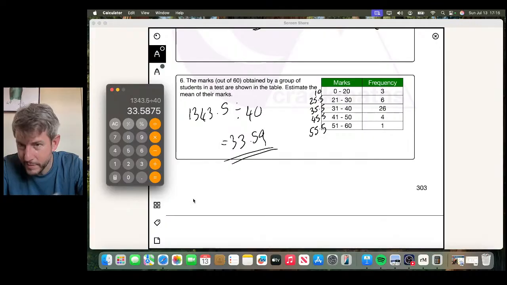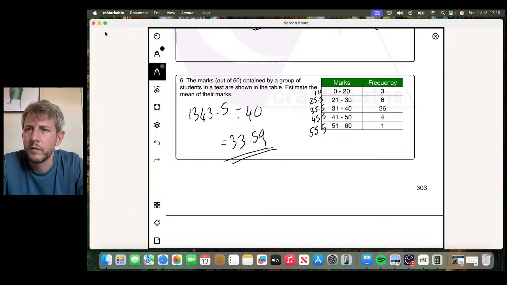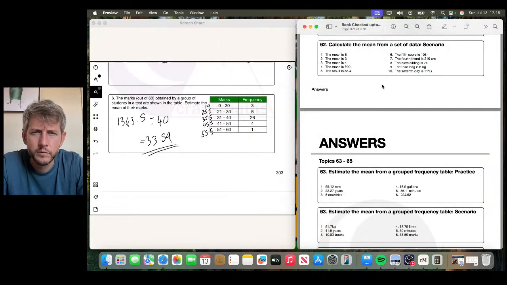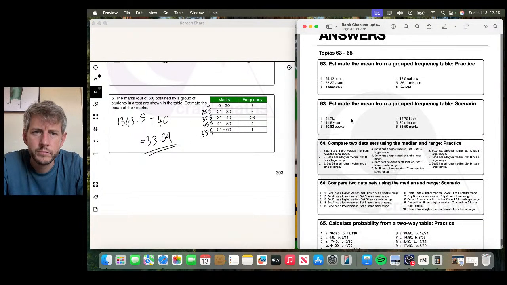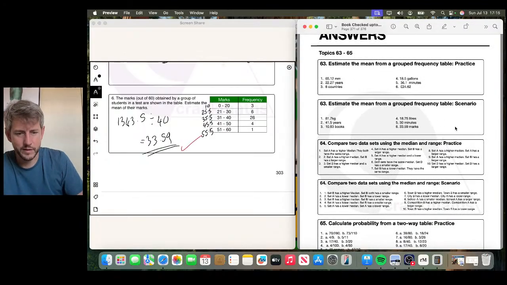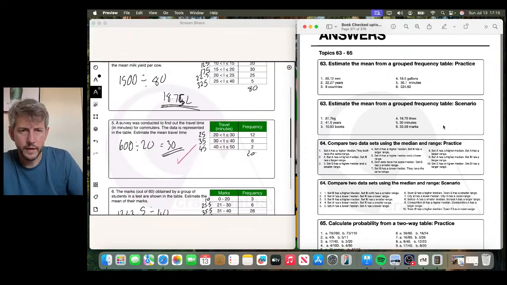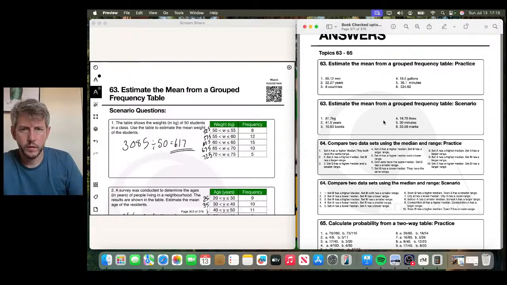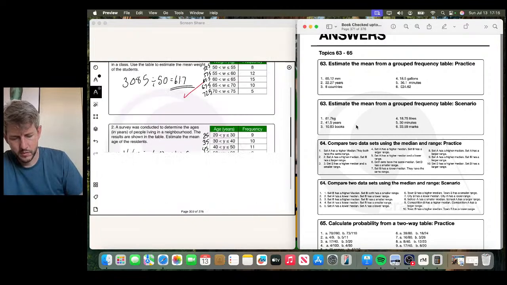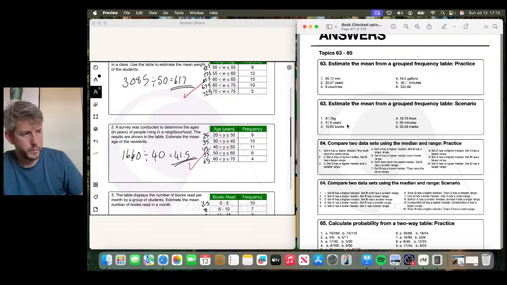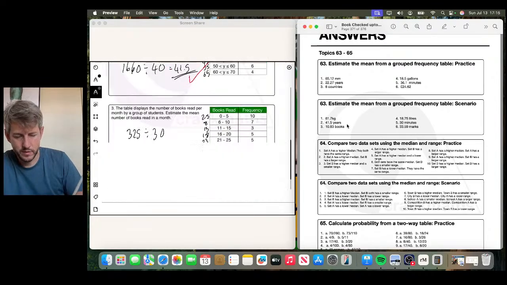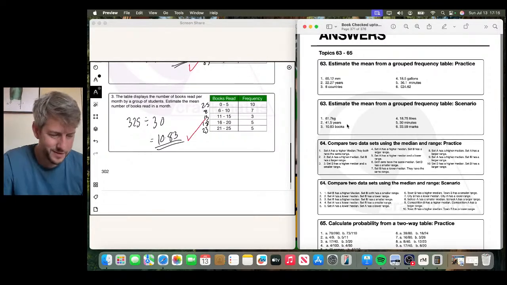Okay, right, so let's get these marked. Ah, yeah, that one's correct. Yep. Yep. Yep. Excellent. And very good. Okay. Right.